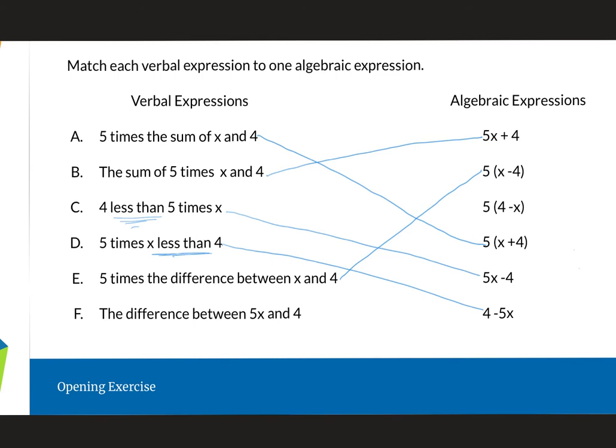All right, so we can see that here, F and C both represent the same expression. So looking here at C and looking here at F, 4 less than 5 times x gives us the expression 5x minus 4. The difference between 5x and 4 gives us 5x minus 4 as well.